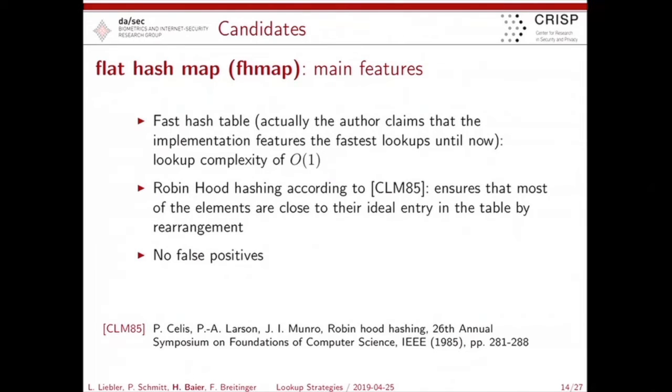The next slide is some information about the flat hash table. Once again, a hash table itself has a constant lookup complexity. So at first glance, you would say you must make use of a hash table, but you're not aware how long it takes to construct it, what the memory consumption is, and things like that. The hash table of Malte Skarupke has different features, which makes it very attractive for our purpose. One is that due to the Robin Hood hashing, you can ensure that an element actually is close to its ideal position. And it has no false positives.